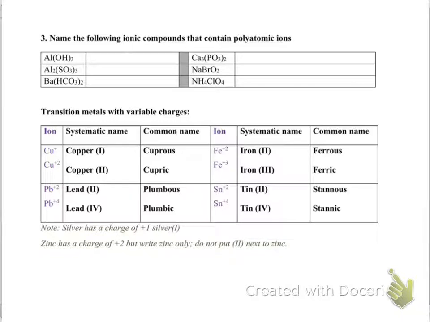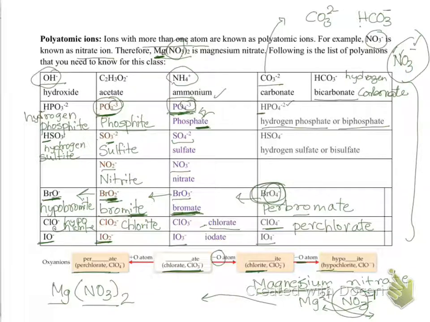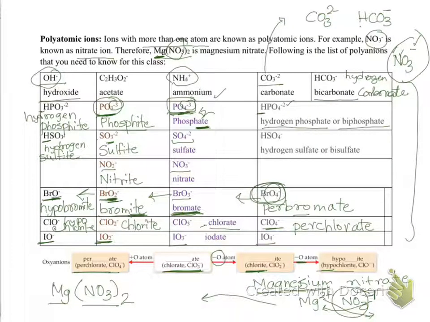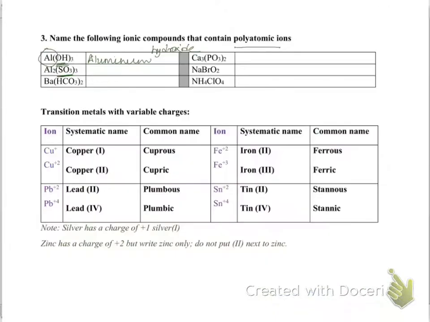So if we have to write down the names of these ionic compounds that contain polyatomic ions, then you need to know the formulas for those polyatomic ions. The first one is aluminum, OH is a polyatomic ion. And if you look in the list, what is its name? Hydroxide. So what will that be? Aluminum hydroxide. SO3 here. What is SO3? Sulfite. So what will this compound be? Aluminum sulfite.